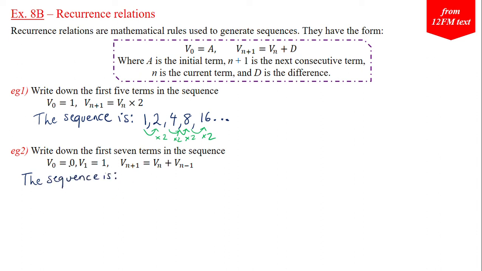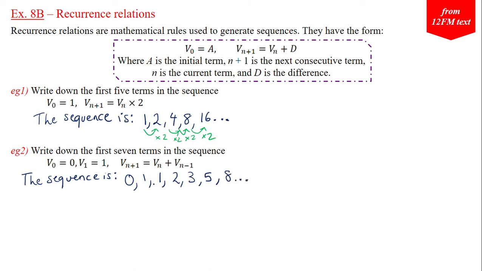So the sequence is: the initial value is 0. The first value is 1. And then we'll keep going. To find the next value, we need to add these two. So 0 plus 1 is 1. To find this next value, we need to add the last 2 terms. 1 plus 1 is 2. 2 plus 1 is 3. 3 plus 2 is 5. And for our 7th value, 3 plus 5 is 8, and it continues.